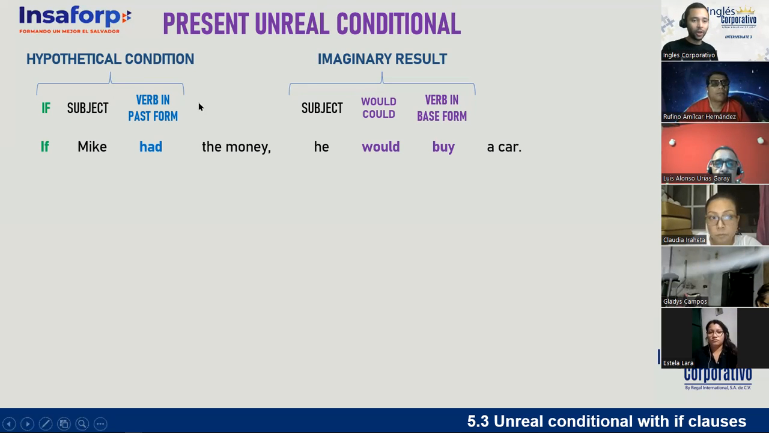You have the structure right here. If, the subject, Mike, the verb in past, had. If Mike had the money, then the result. He, the subject, would, then a verb in base form, buy a car.